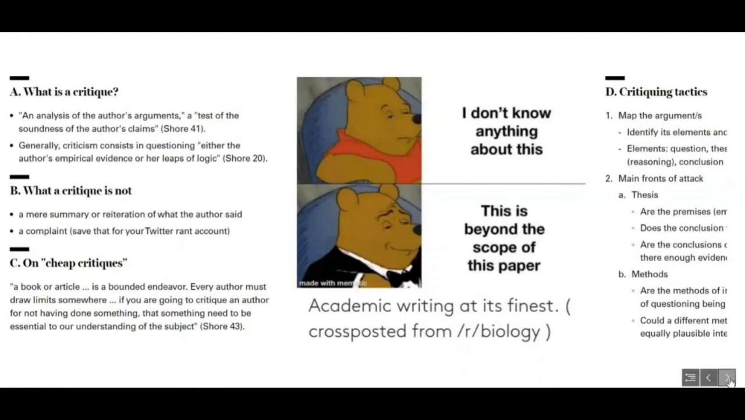So if you are going to critique an author for not having done something, that something that is supposedly missing from their work must be essential to our understanding of the subject or the topic of the study. So you won't be able to make that judgment call unless you have a clear idea of what the author was trying to do. So avoid cheap critiques by making sure that you know what it is that the author was trying to do.